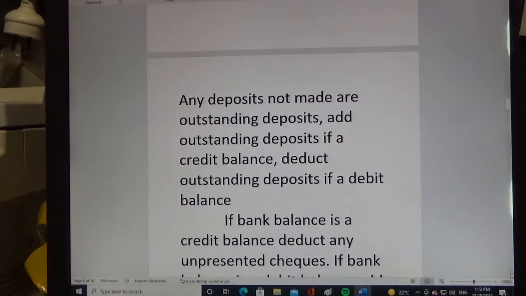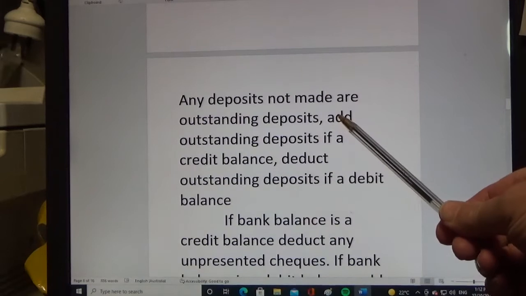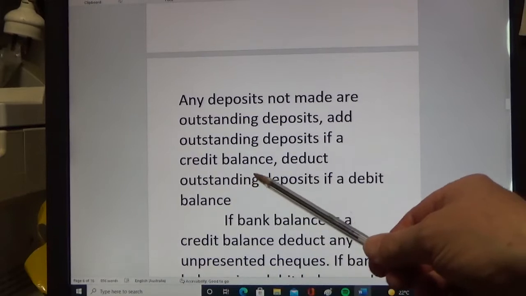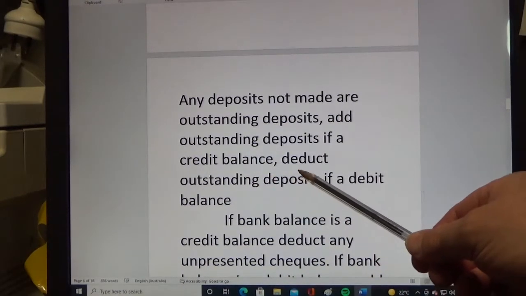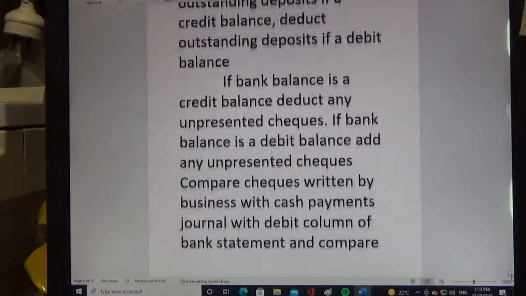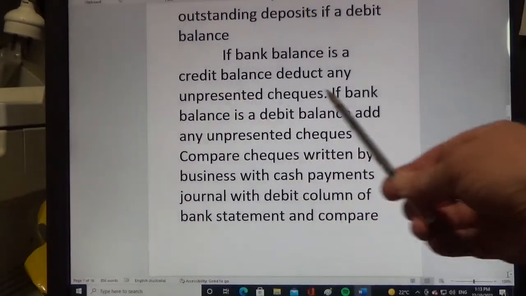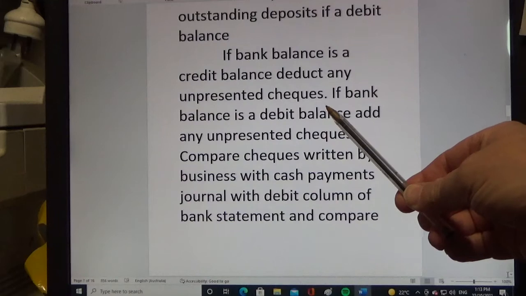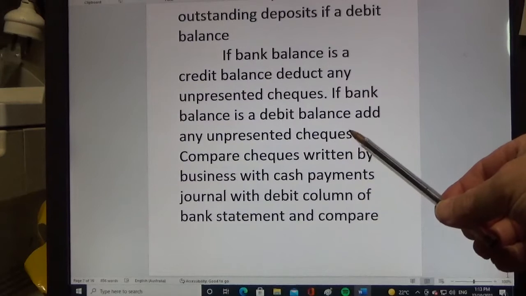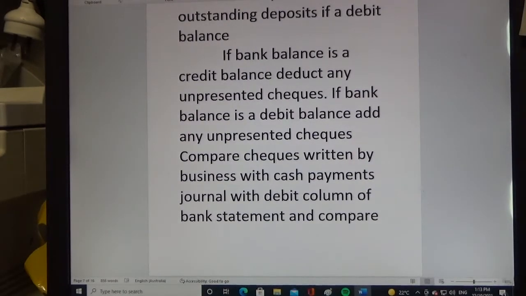not computerized bookkeeping. So as we mentioned, any deposits not made or outstanding deposit, you add the outstanding deposit if it's a credit balance, which is normally the case, but you deduct the outstanding deposit if it's a debit overdraft balance. And if the bank balance is a credit balance, you deduct any unpresented checks. If the bank balance is a debit balance, unfavorable, you add any unpresented checks. That's the procedure.